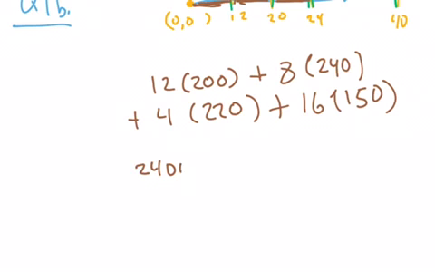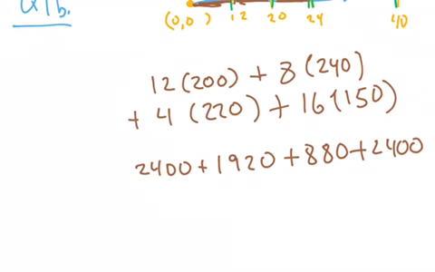So 12 times 200 is 2400, plus 8 times 240, which is 1920, plus 880, plus 16 times 150, which is 2400. So we add these up, and we end up getting 7600.